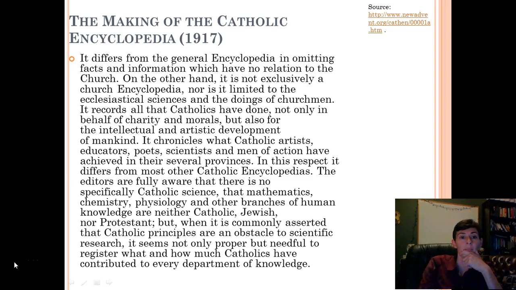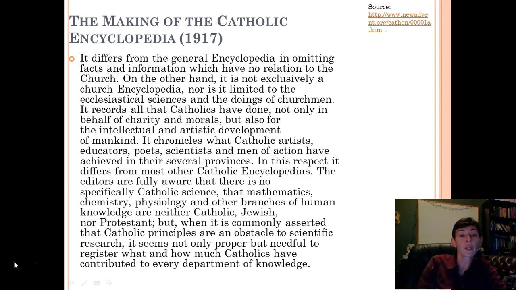It differs from the general encyclopedia in omitting facts and information which have no relation to the church. On the other hand, it is not exclusively a church encyclopedia, nor is it limited to the ecclesiastical sciences and the doings of churchmen. It records all that Catholics have done, not only in behalf of charity and morals, but also for the intellectual and artistic development of mankind. It chronicles what Catholic artists, educators, poets, scientists, and men of action have achieved in their several provinces. In this respect, it differs from most other Catholic encyclopedias.